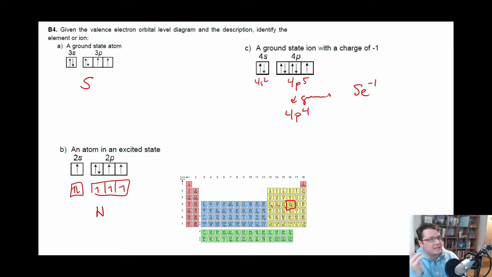So that's the process. When you have any kind of charge, you have to either take away or add electrons as appropriate. If you have an excited state, you can just go through and take the electron out of the excited state, put it back down into the ground state where it belongs, and then look at the electronic configuration there, and then just look at the periodic table. And you can just work your way through that.